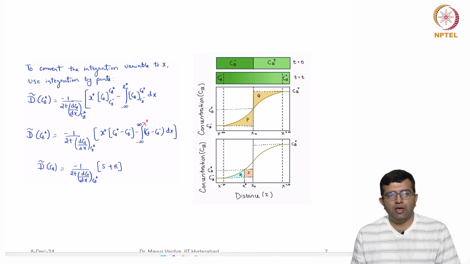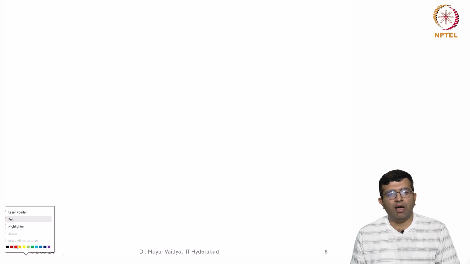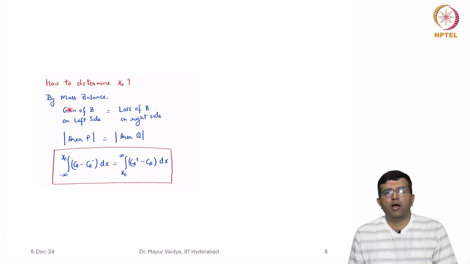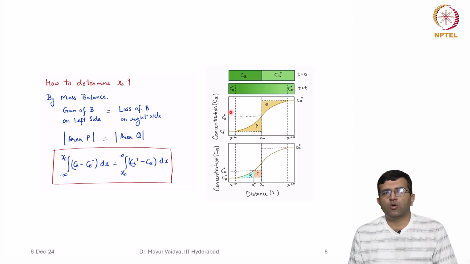That can be done if I invoke the criteria of the mass balance. Maybe I will show you this profile again here. You see here initially CB minus and CB plus, B has a higher concentration here, and the diffusion is occurring from the right hand side to the left hand side. So the gain of B on the left hand side is equal to the loss of B on the right hand side.